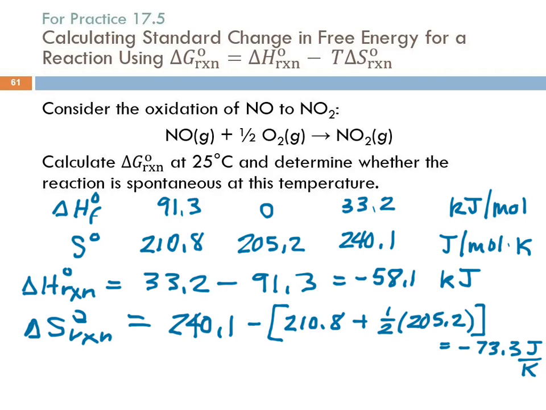Does it make sense that the change in entropy is negative? Yeah, because here we have 1.5 moles of gas, and here we only have 1 mole of gas. Fewer moles of gas, lower entropy.